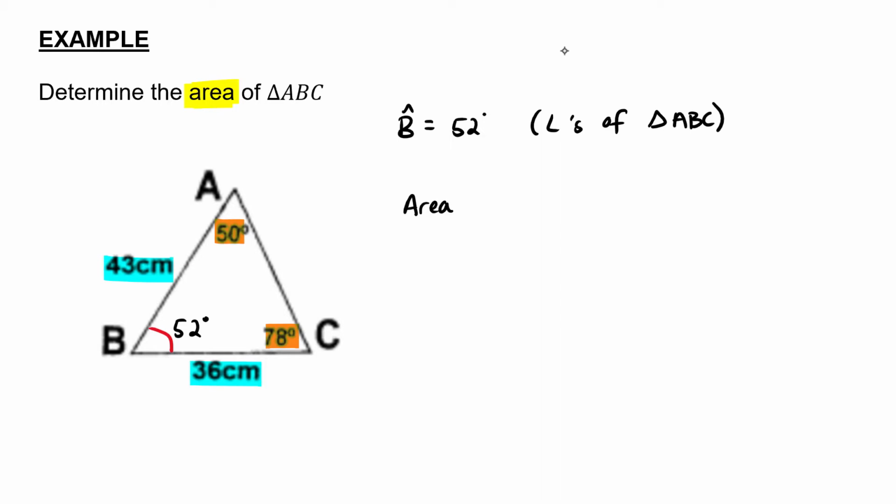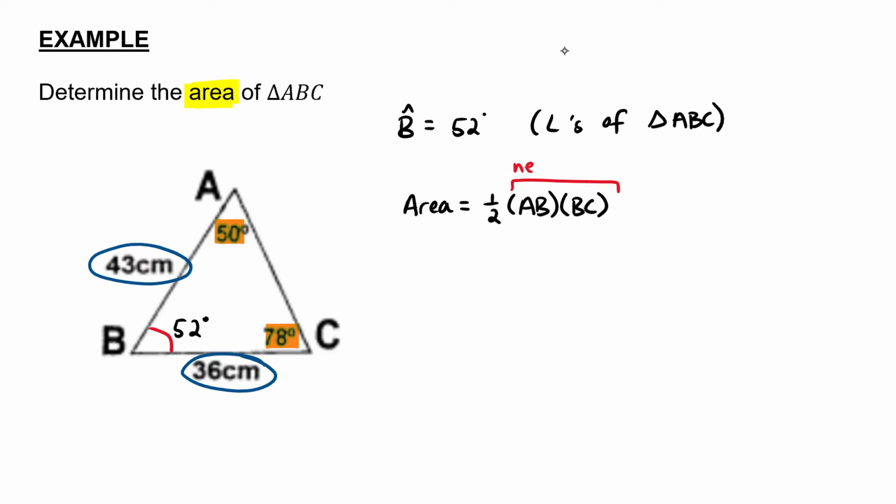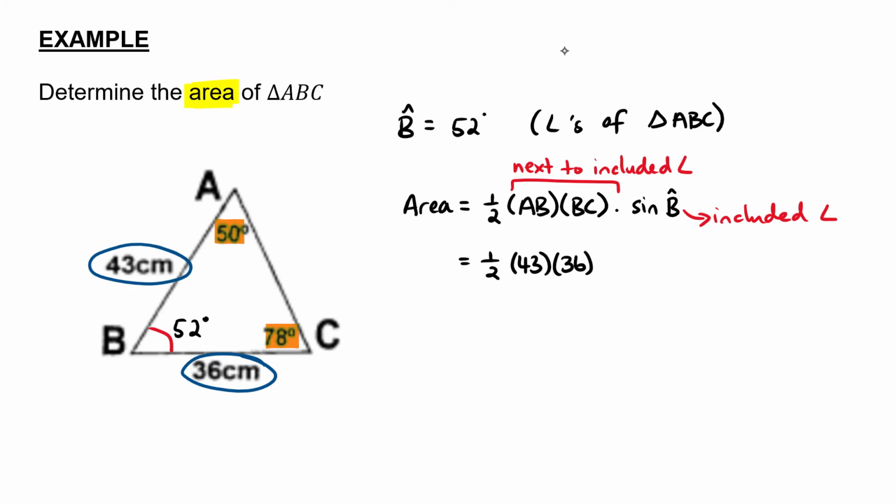So that says that the area is going to be equal to a half multiplied by the two sides that are next to that included angle. So the two sides next to the included angle are side BC, which is 36, and side AB, which is 43. So we can write it as a half times AB times BC. Make sure that you know that those two sides are next to that included angle, times by sine of the included angle, which is angle B. So that angle B there is our included angle. And then we can do our substitution. So it's a half times 43 times 36 times sine of 52 degrees.